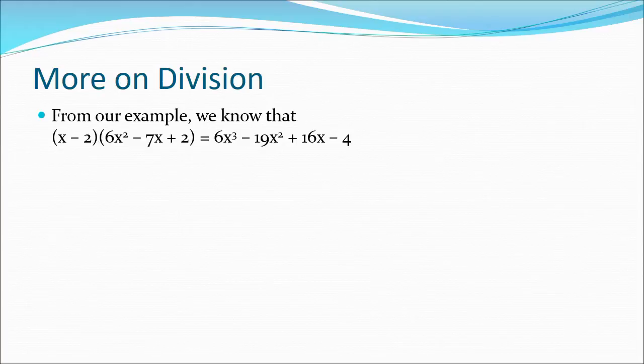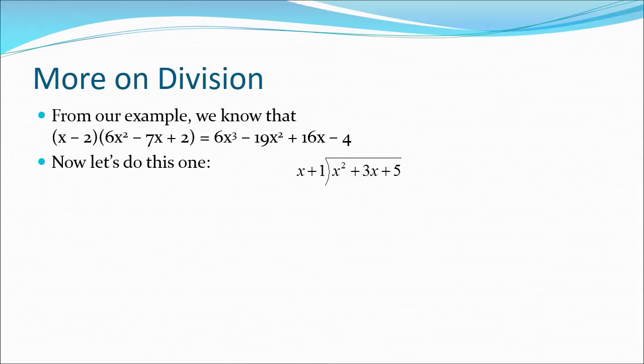Okay, so after doing that, what that tells us is that x minus 2 times 6x squared minus 7x plus 2 equals our original polynomial, equals 6x to the third minus 19x squared plus 16x minus 4.